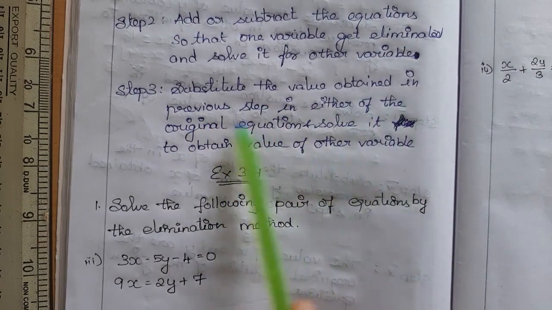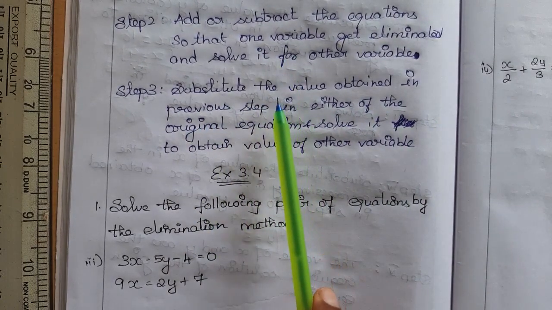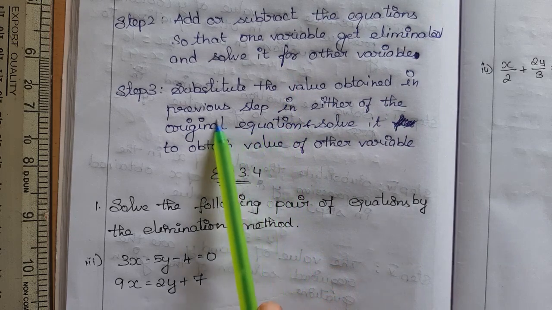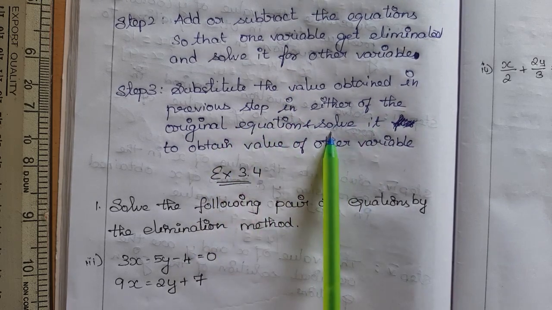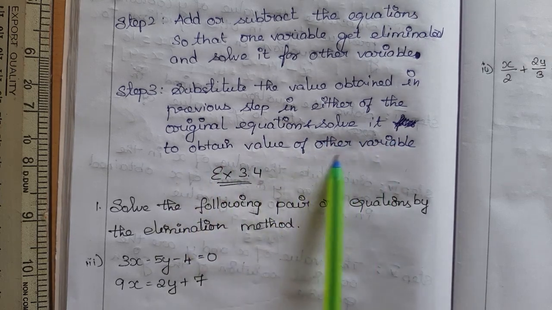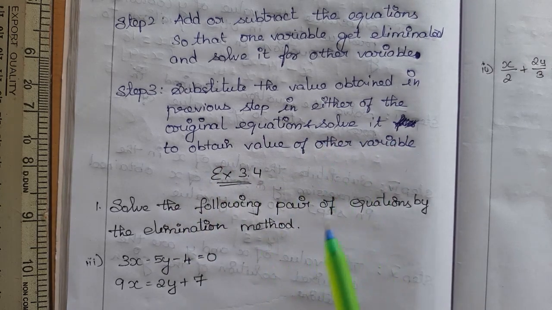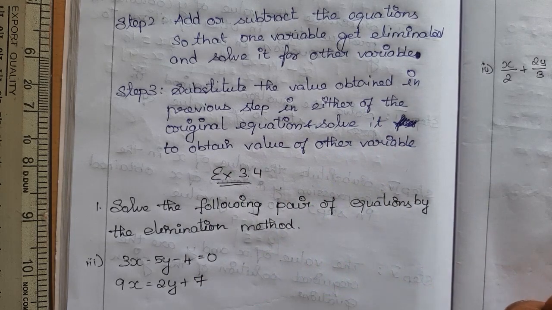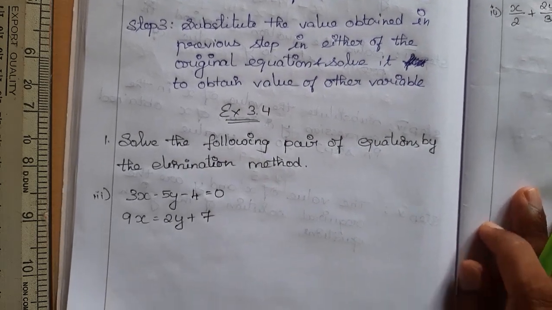Then, as in the previous method, we will find the solution for the other variable. Substitute the value obtained in the previous step. In the previous step, you will get a value for any one variable, so substitute that value in either of the original equations and solve it to obtain the value of the other variable. If you solve one example, I think you will have a clear idea.